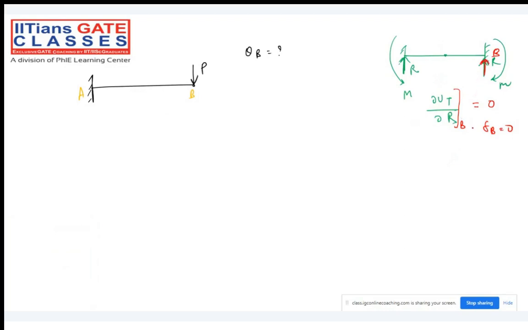So ultimately you will get one equation. If you find the strain energy in terms of moment, you will get some equation. Just equate that equation to zero. Definitely you're going to get some value. For that you need to calculate the moment at any particular section, right? The moment will be R into x minus M. Getting my point?